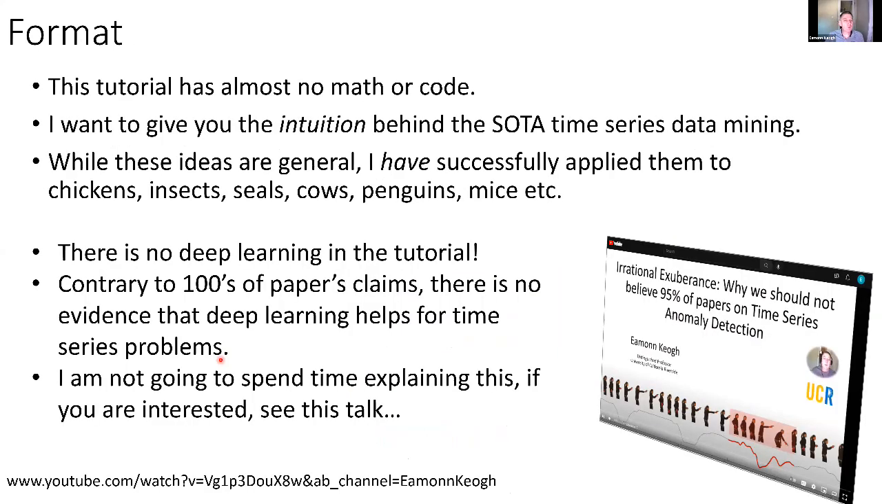Let me tell you the format of this tutorial. This tutorial has almost no math or code. I want to give you the intuition behind the state-of-the-art in time series data mining, and give you pragmatic tools that you can apply, and literally in the first day, first hour, get interesting results on some important problems in this space. These ideas are very general. We've applied them to Mars rovers and to industrial machines and all kinds of things, but they do really work in ag and livestock settings. I personally have applied them to chickens, insects, marine mammals, cows, penguins, mice, and so forth. And my colleagues and collaborators have applied them to even broader animals.